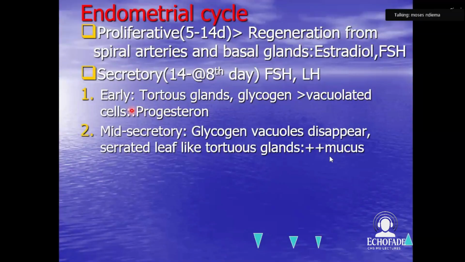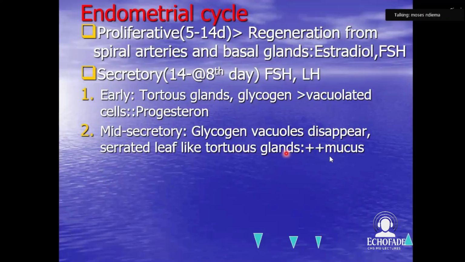In the mid-secretory, again, the glycogen completely disappears. The glands now become serrated, leaf-like, and they are tortuous. Leaf-like and tortuous, they have lengthened, so there's a thickening of the endometrium, specifically the stratum functionalis. There's a lot of mucus. The glands contain a lot of mucus within their cytoplasm.